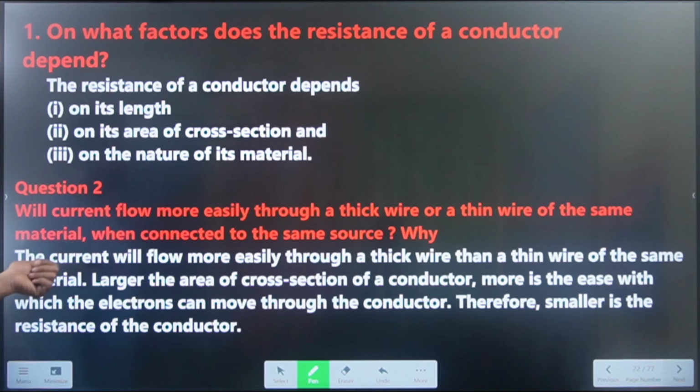Okay, so we can say this answer: the current will flow more easily through a thick wire. కరెంట్ ఈజీగా మూవ్ అవుతుంది, థిన్ వైర్ ఆఫ్ సేమ్ మెటీరియల్ కంటే కూడా. The larger the area of cross section of a conductor, the more is the ease with which the electrons can move through the conductor, therefore smaller is the resistance of the conductor.